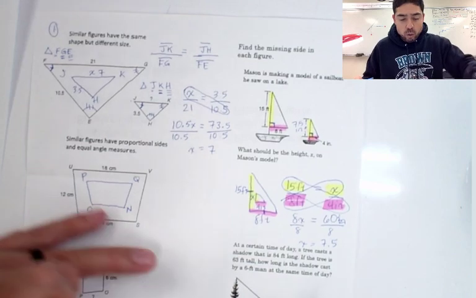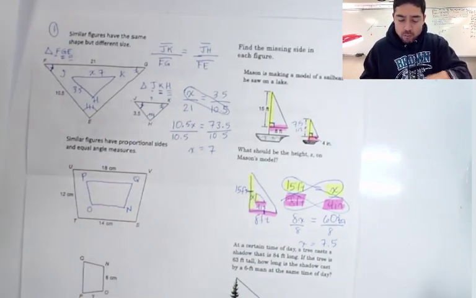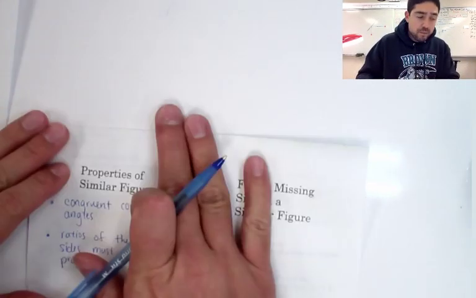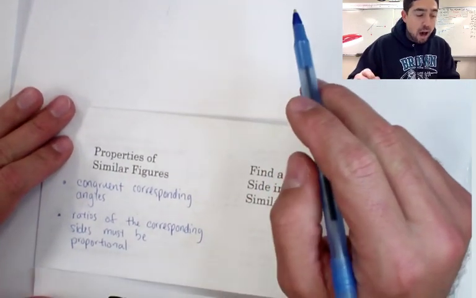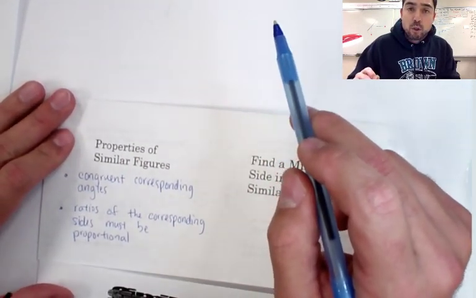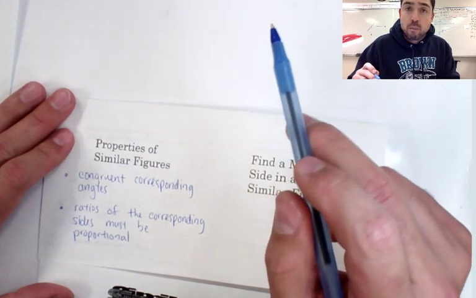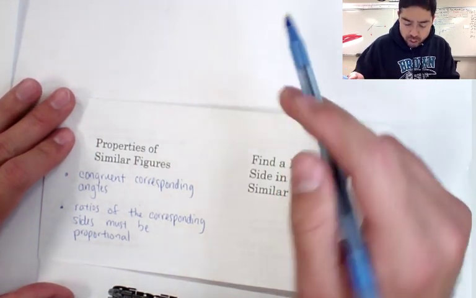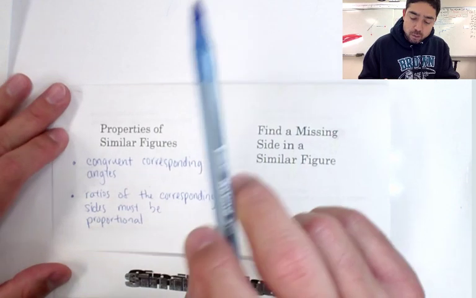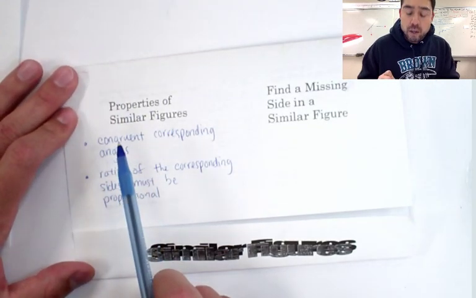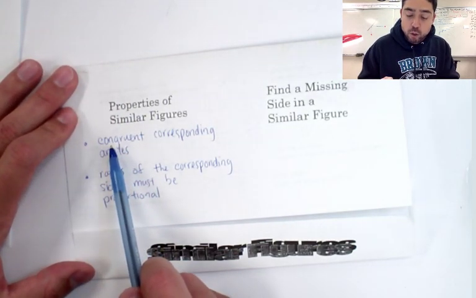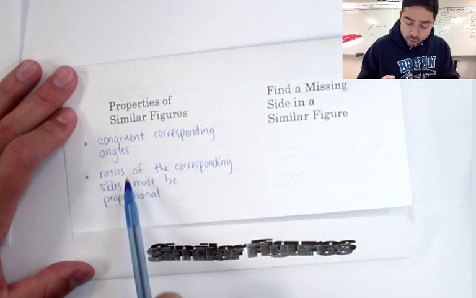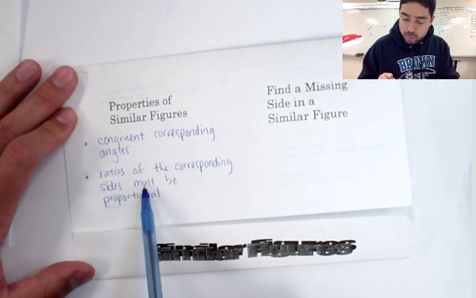So let's just review some things that we did here. We talked about our essential question being how can we apply proportional relationships to solve problems with geometry, meaning problems with shapes. We learned properties of similar figures. We said that in order for figures to be similar, they have to have congruent corresponding angles, and the ratios of the corresponding sides must be proportional.